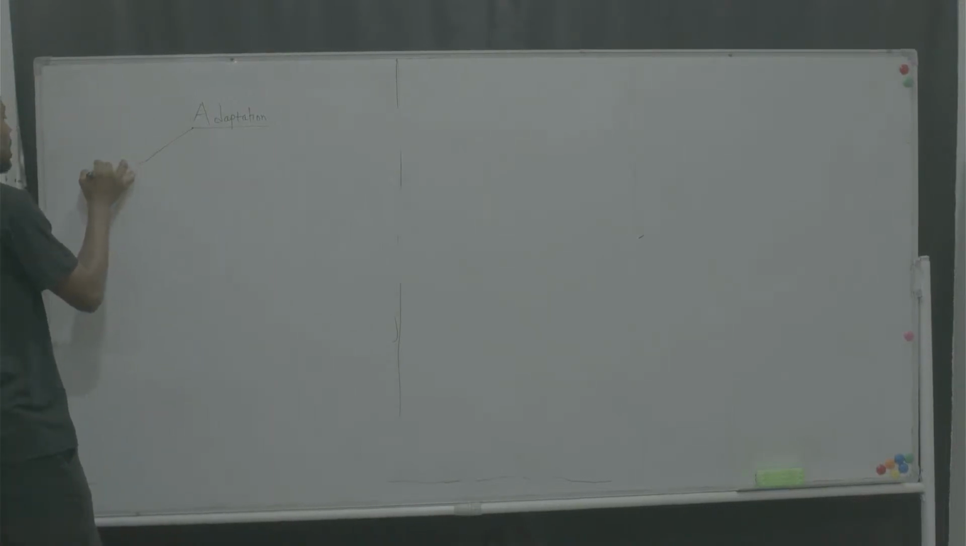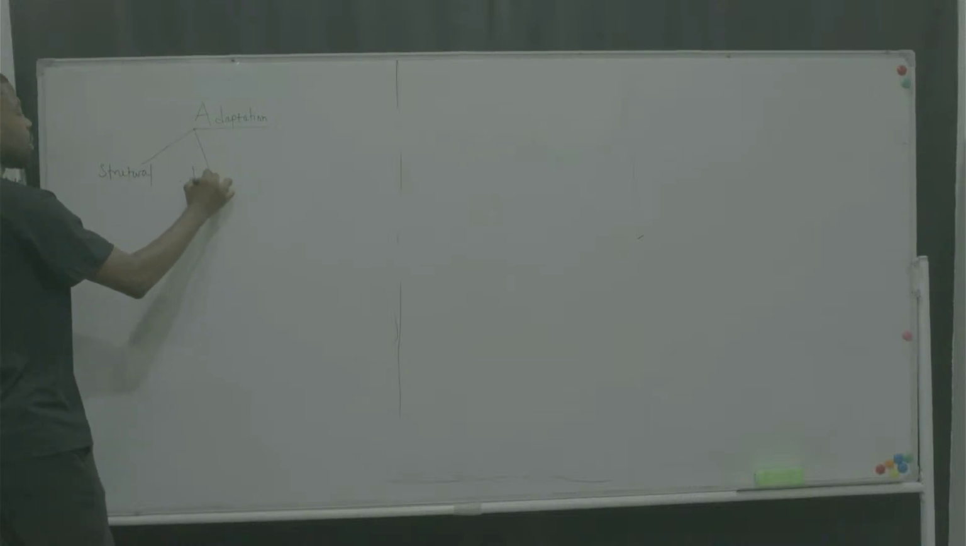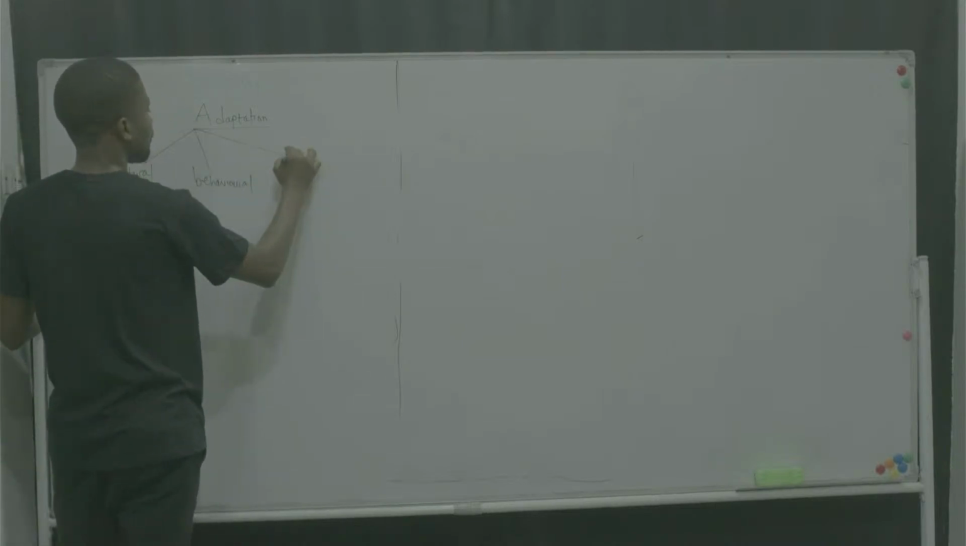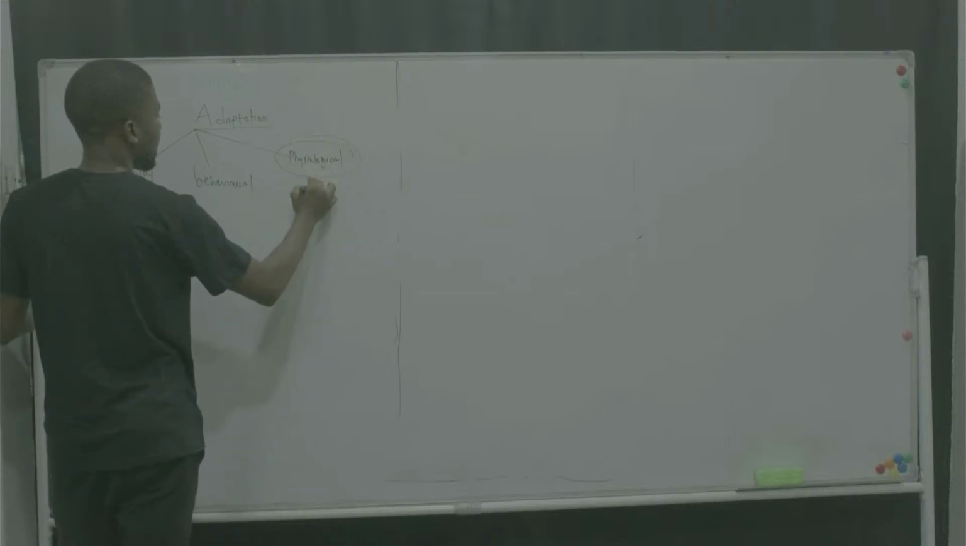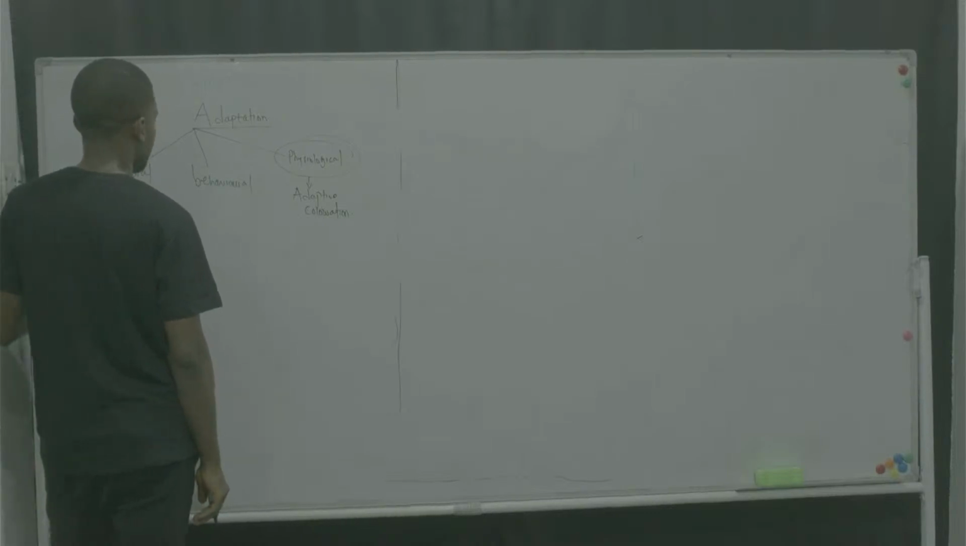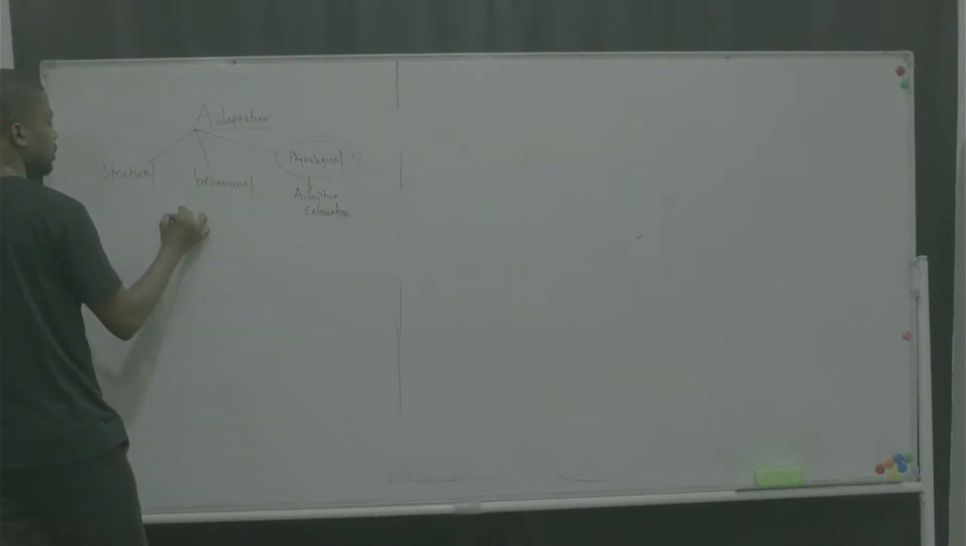And that's where you have to go. We have structural, we have behavioral, and then we have what now? You see some books that will say physiological, but that physiological is a pattern that I will tell you to write. JAMB knows it as adaptive coloration. Okay, adaptive coloration. So, structural.